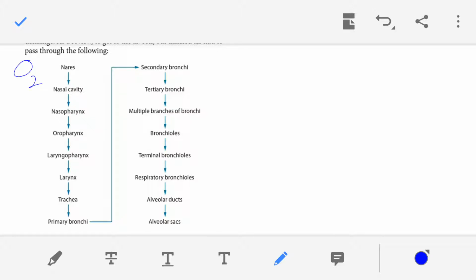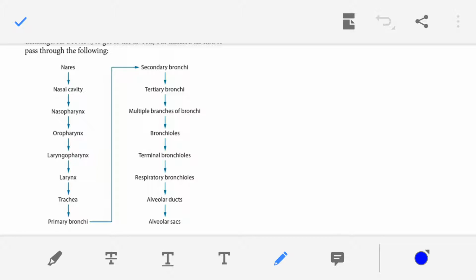So first of all, this atmospheric air enters through our nares, then the cavity of our nose, the nasal cavity, then the nasopharynx, then the oropharynx, then the laryngopharynx, then trachea, then primary bronchi, secondary bronchi, tertiary bronchi, multiple branches of bronchi, bronchiole, terminal bronchiole, respiratory bronchiole, alveolar duct, and finally the alveolar sac. And the alveolar sacs, we know, have the alveoli.